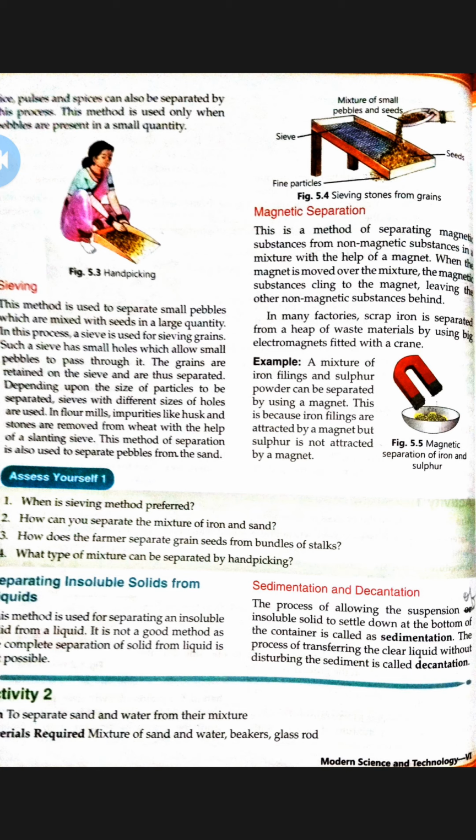So the process of transferring that clear liquid without disturbing the sediment is called decantation. Now let's study another separation method, which is filtration. It is the process of removing an insoluble substance from a liquid by allowing it to pass through a filter paper or muslin cloth. What happens in this process?